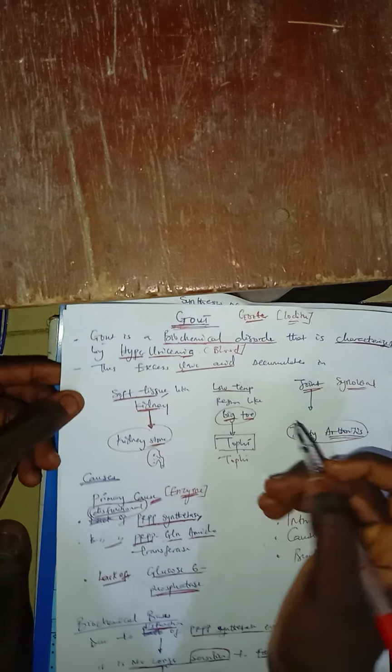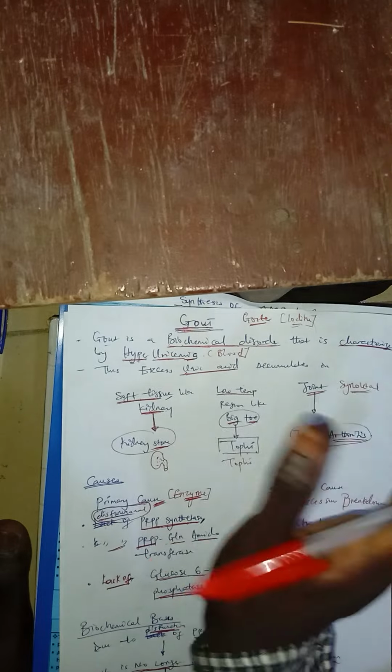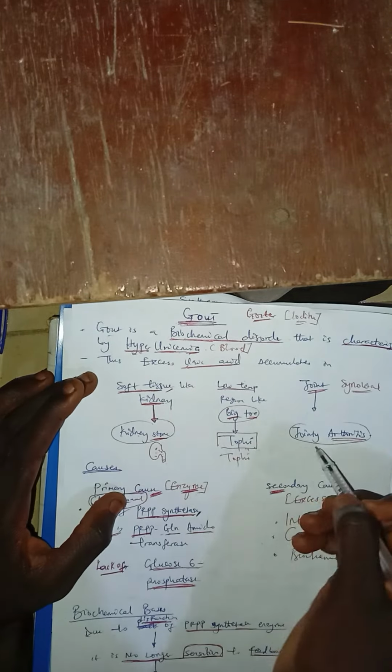So there will be excess production of what? Of the purine nucleotides, like your AMP and your GMP. Now, when you have high levels of AMP and GMP, they will be what? Catabolized down, and the end product will give you what? Uric acid. So that's the reason why there is hyperuricemia, and this will cause gout. And we said gout is what? Basically hyperuricemia, characterized by kidney stone, tophi, and joint arthritis. Okay, so that is it.